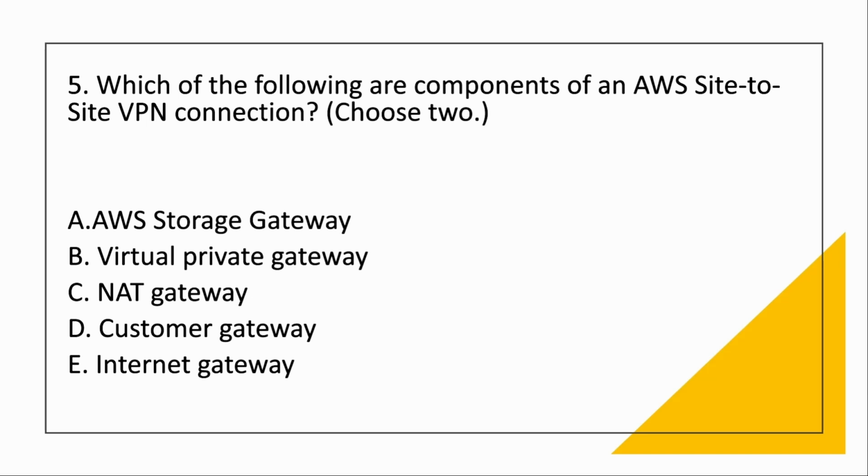So give a thorough read on what all these gateways are and why they are used. The correct answer is virtual private gateway and customer gateway. Virtual private gateway on the AWS side and customer gateway on the other side of the VPN.